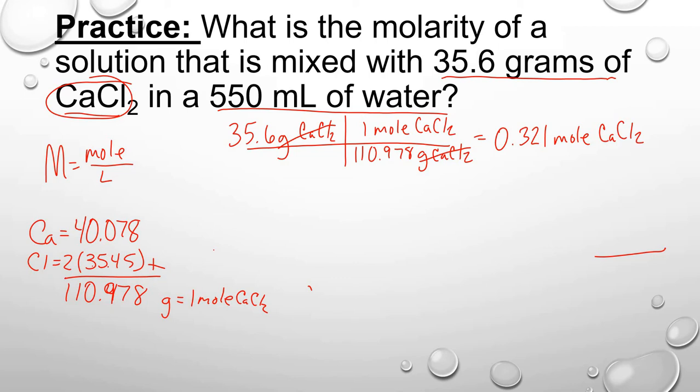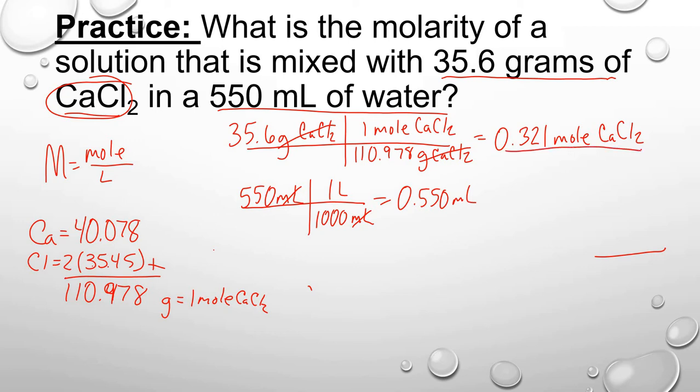Next thing I need to do is worry about my milliliters. I've got 550 milliliters. I know that there's 1,000 milliliters, which I want to get rid of, in 1 liter, which I want to go to. Milliliters cancel. 550 divided by 1,000 is 0.550 liters. So we take this, divide it by 0.550 liters, and I'm going to end up with my molarity.